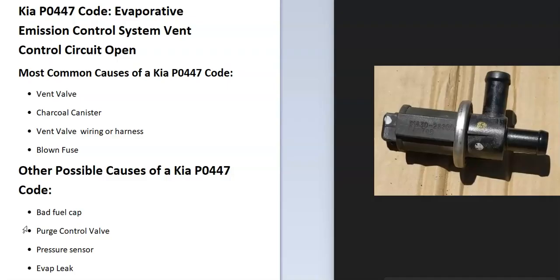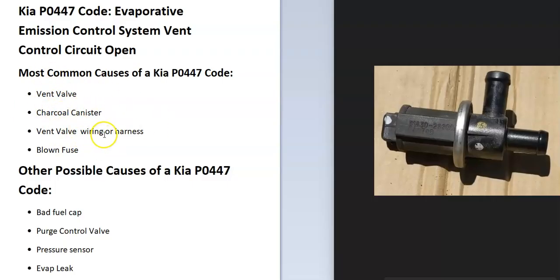And the most common cause of a P0447 code is going to be the vent valve, possibly the charcoal canister, the vent valve wiring, and possibly a blown fuse. And while there can be some other causes of this, usually if you get these other things, you're going to get other codes. So if you are getting other codes, it might possibly be one of these other things. But if you're just getting a P0447 code, then very likely these are the most common problems with that.